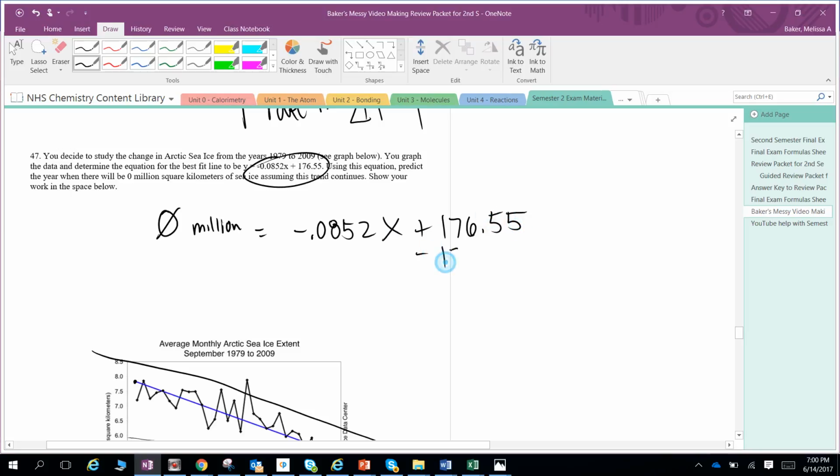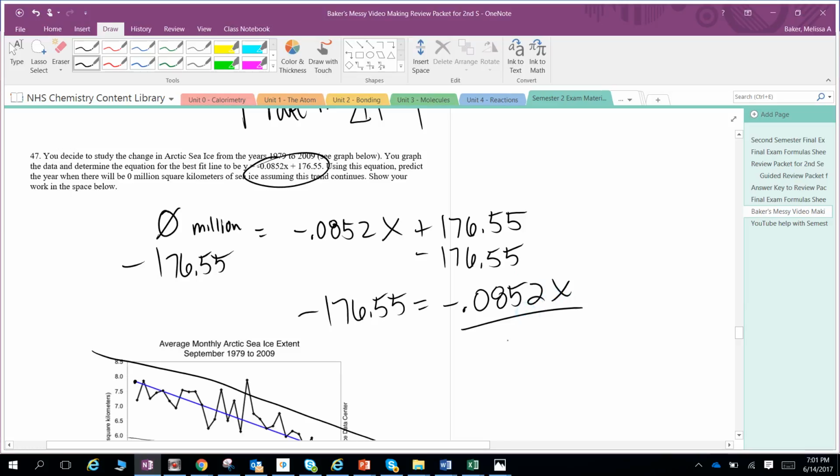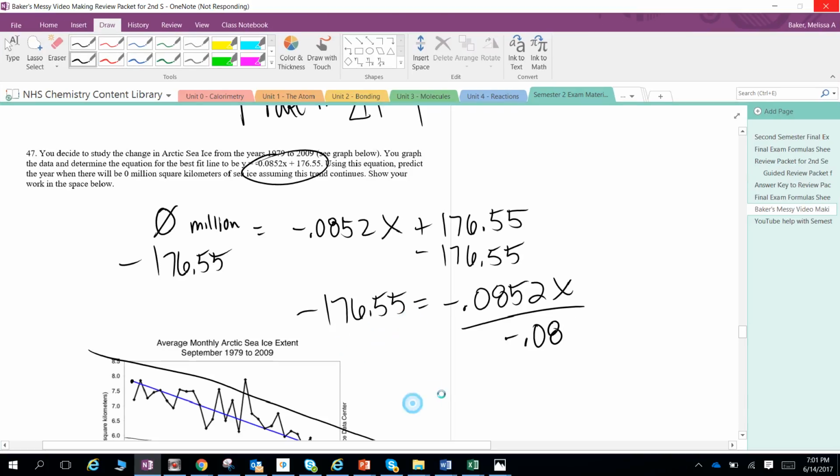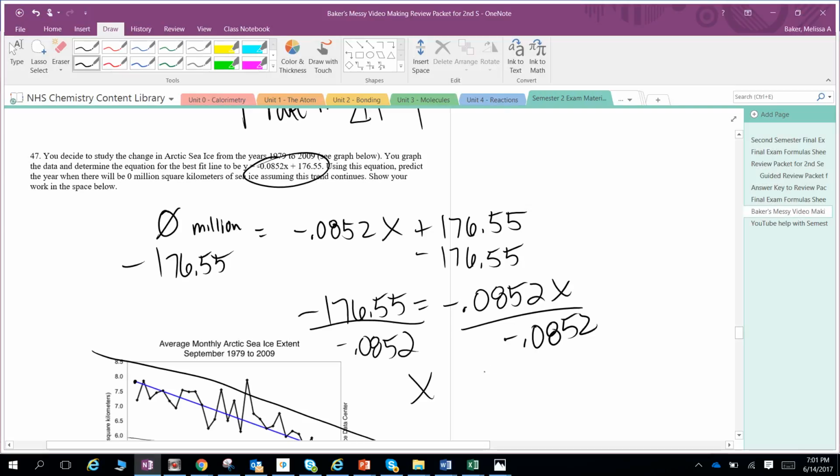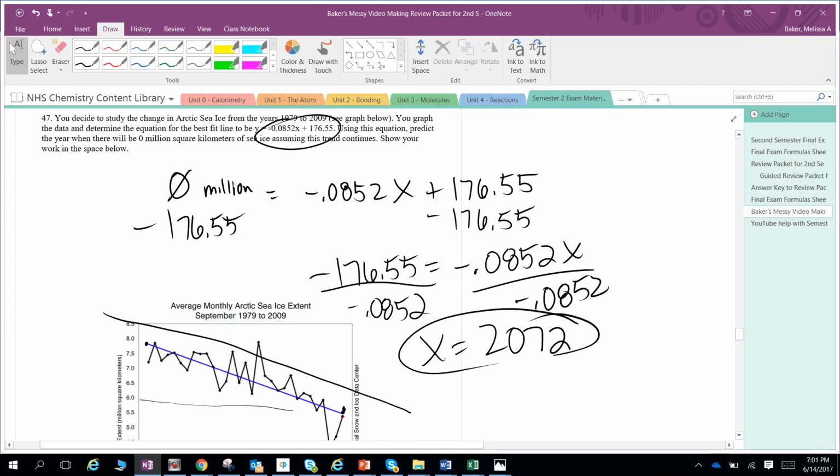So in order to do that, first I need to subtract 176.55 from both sides. So I'm going to have negative 176.55 equals negative 0.0852x. And I'm going to divide both sides by negative 0.0852. And x in my calculator, when I do that, is equal to the year 2072, which is kind of crazy to think about. It's 2017 now. That is 55 years away.